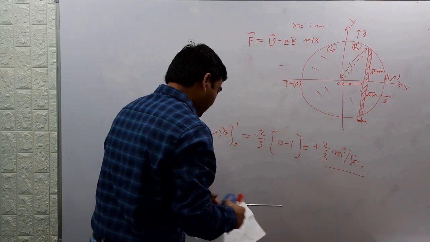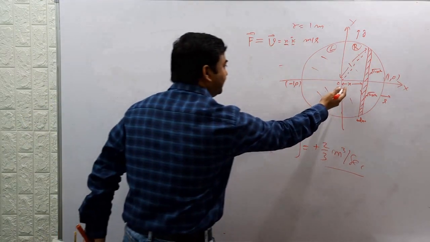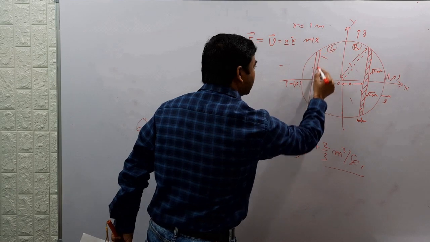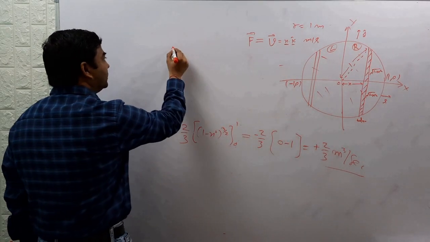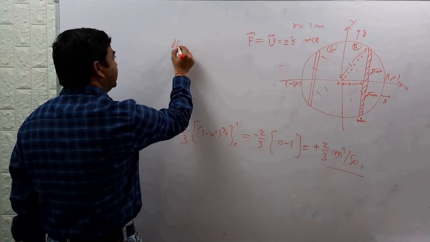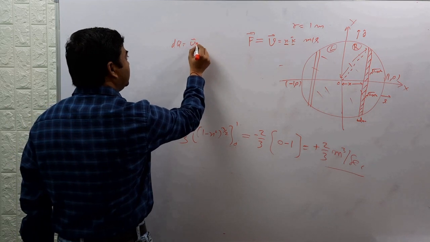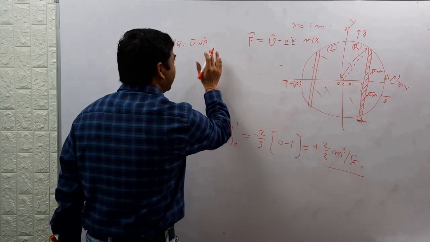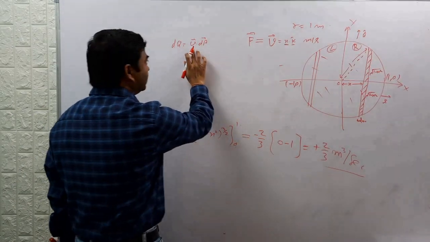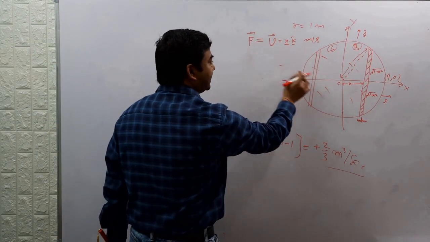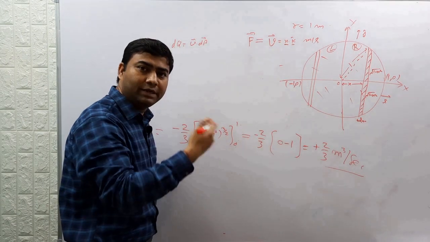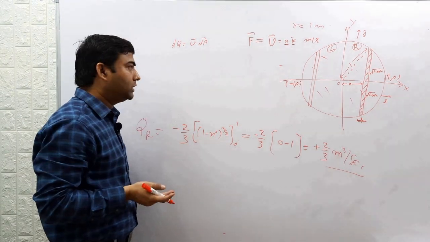We will calculate flux for the left half. For the left half, we will assume a strip here. So we will get dq is equal to v dot dA. Here you need not put v is equal to minus xk, because you may think that in this direction x is negative. Then integration will take care of that. Not to bother about that.